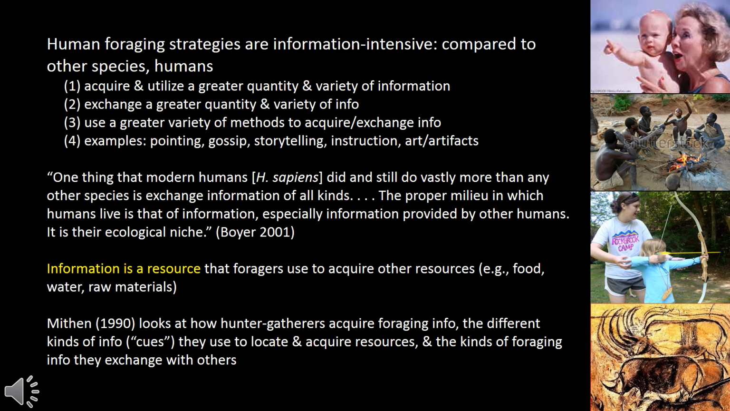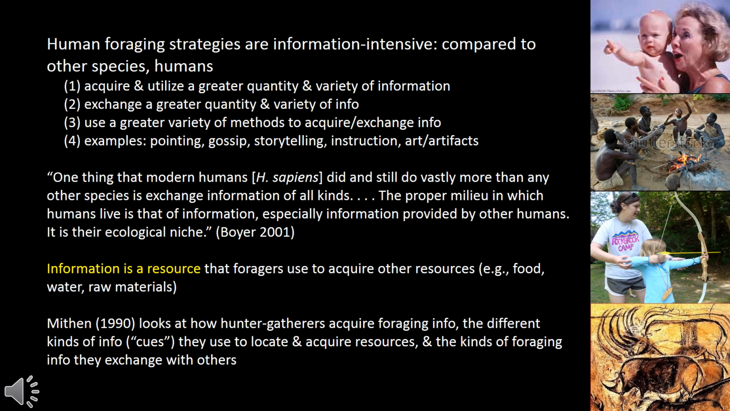The photos on the right side of the slide illustrate some of the information exchange methods humans use, such as pointing, gossip, storytelling, instruction, art, and artifacts. This extreme degree of information acquisition and exchange is one of the traits that distinguishes our species. As Pascal Boyer puts it, one thing that modern humans did and still do vastly more than any other species is exchange information of all kinds.